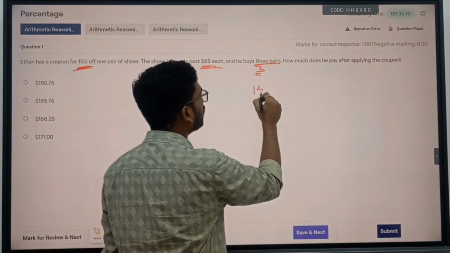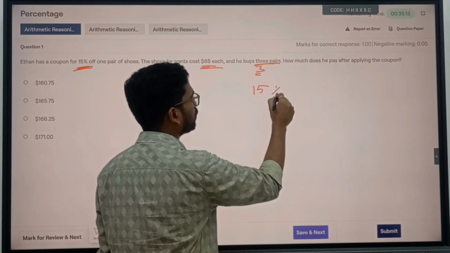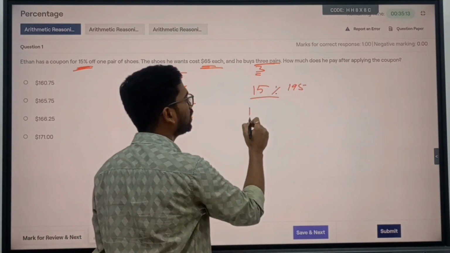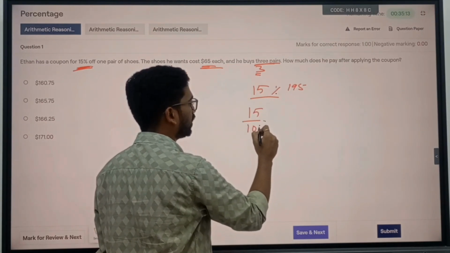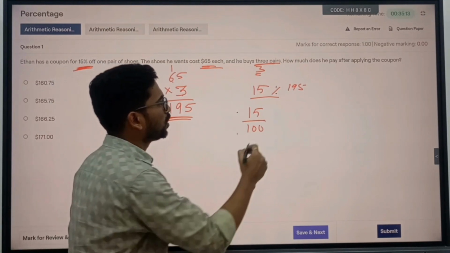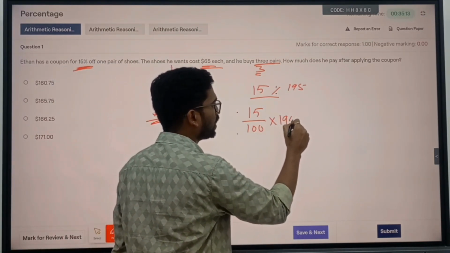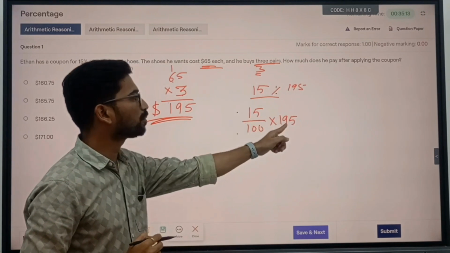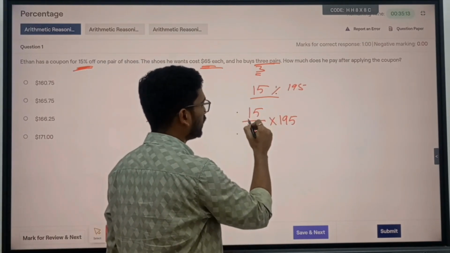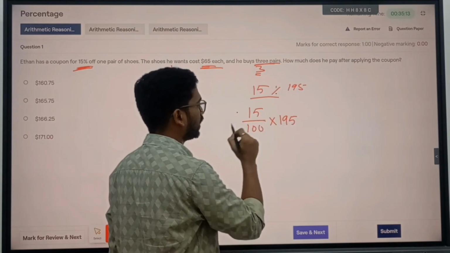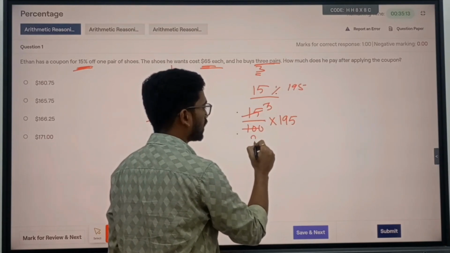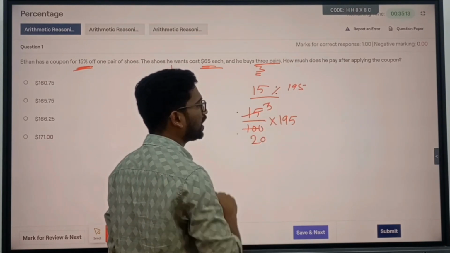So we need to calculate 15% of 195. 15% is nothing but 15 out of 100, or 15 over 100. When we multiply this ratio with the total cost, which is 195, we will get 15% of 195. How to do this calculation? We'll reduce the ratio 15 over 100. Divide it by 5. 5 3s are 15, 5 20s are 100, so it is 3 over 20.